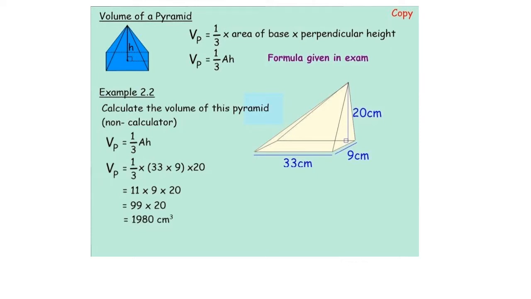So it's quite straightforward. We have to do a third of 33, which is good because it's divisible by 3, which is 11. And then we've got times 9 times 20. Then I've done 11 times 9 and then times that by 20 to get the final answer. If you do it in a different way or a different order, that's absolutely fine, as long as you get the same answer. Okay.